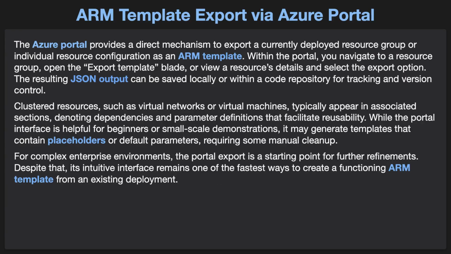The Azure portal provides a direct mechanism to export a currently deployed resource group or individual resource configuration as an ARM template. Within the portal, you navigate to a resource group, open the Export Template blade, or view a resource's details and select the export option. The resulting JSON output can be saved locally or within a code repository for tracking and version control.